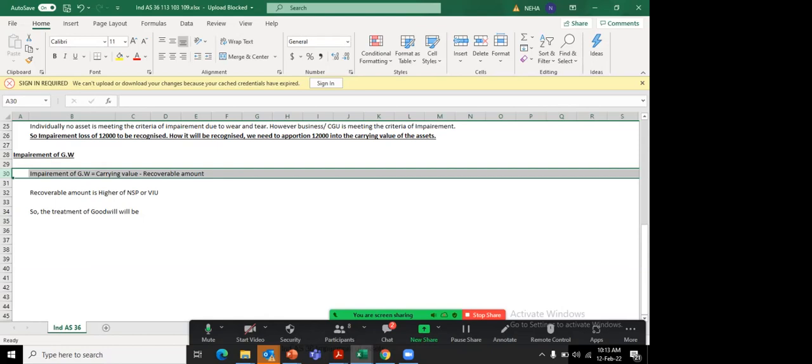But in case of goodwill, it is not possible for us to calculate the carrying value, because how will we estimate? Either the carrying value can be the value that is already there in the books. But if we talk about the recoverable amount, is it actually possible for us to calculate the recoverable value of an asset, of a goodwill? No, it is not possible for us to calculate the recoverable amount of goodwill.